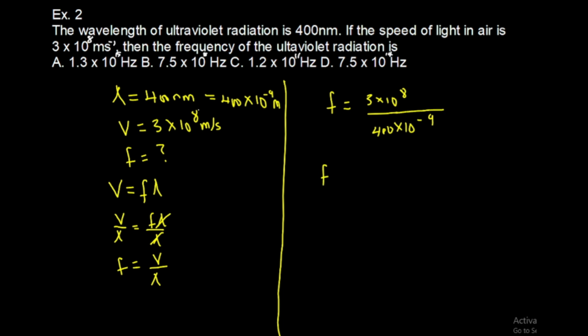So at this point, we simply use our calculator to solve. Alright, so on solving, we arrive at frequency equals 7.5 times 10 to power 14 hertz, and that is option D.